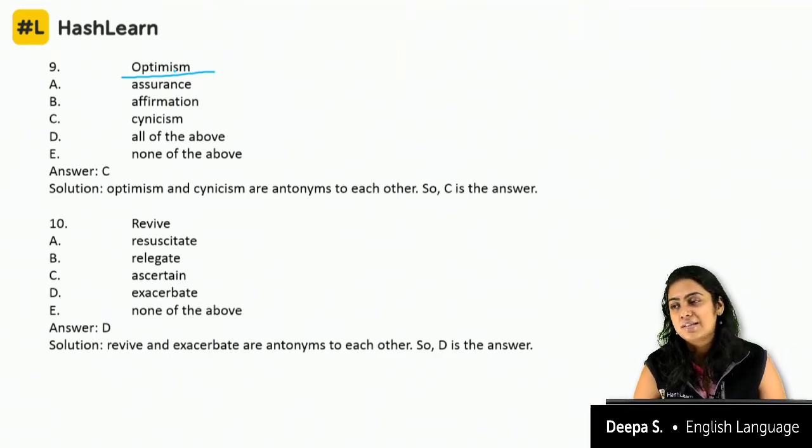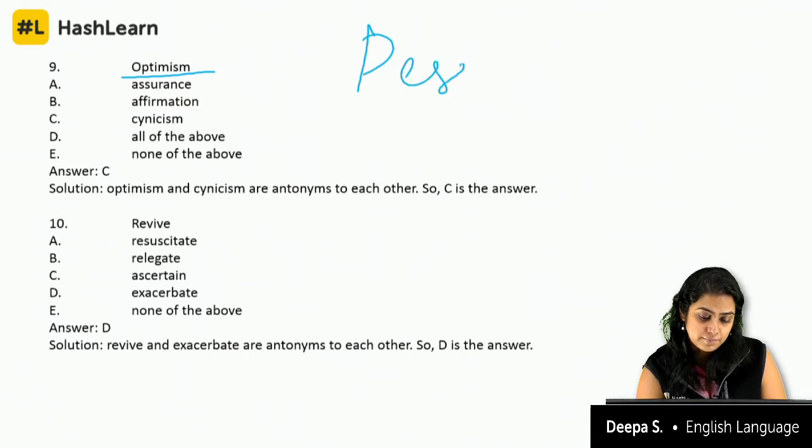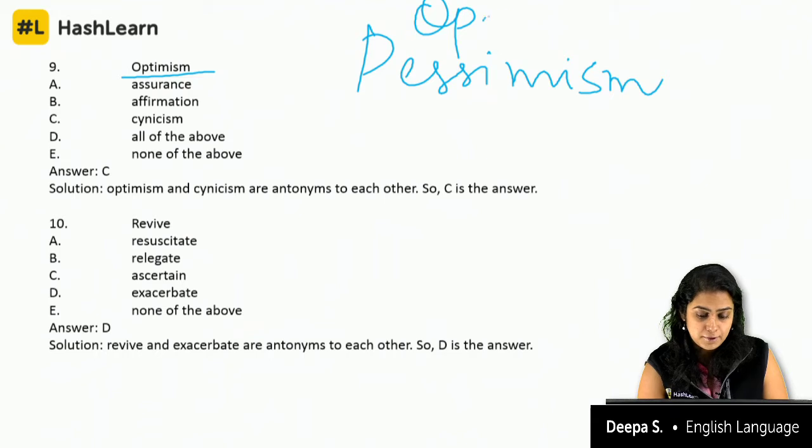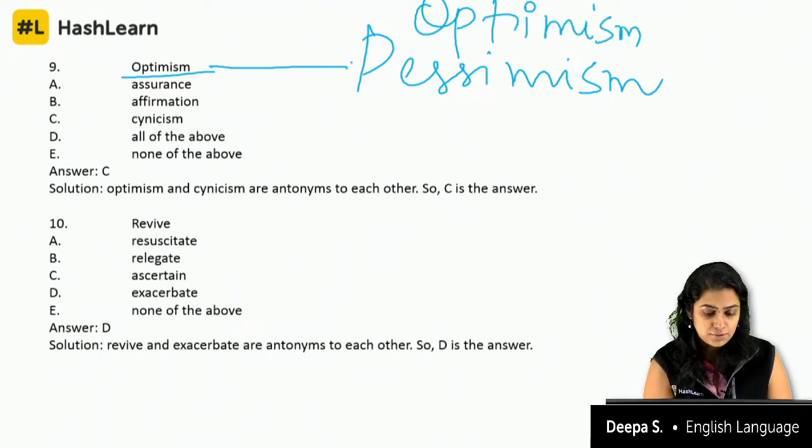But if I come out and say, you know what, I'm not going to pass this exam, I'll fail this, blah, blah, blah. So that is pessimism. The opposite of optimism is pessimism, okay. And pessimism, cynicism, they are almost the same.